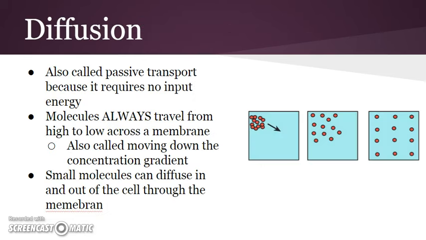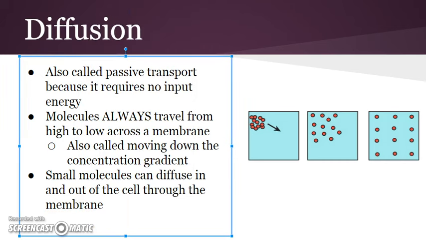Diffusion. All of this is passive transport, meaning it requires no energy. And you can actually do this on your own very easily. Molecules always travel from an area of high to low concentration across a membrane. So it's also called moving down the concentration gradient. We're moving from high to low like we see in the picture here. And small molecules can diffuse in and out of the cell through the membrane.